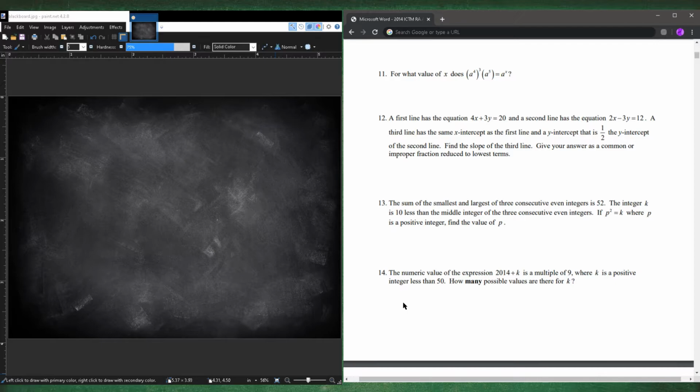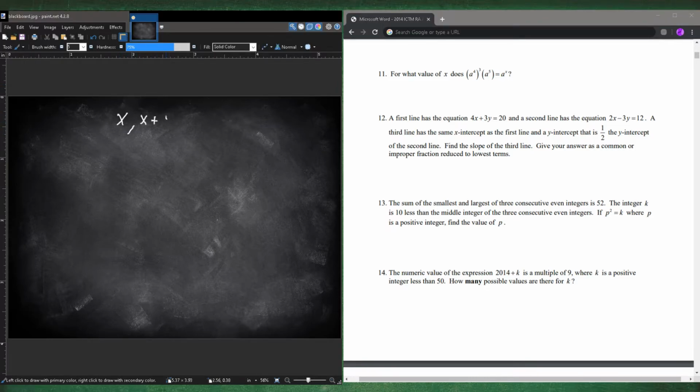Number 13, the sum of the smallest and largest of three consecutive even integers is 52. So let's say our three consecutive integers are x, x plus 2, and x plus 4. And the smallest plus the largest is 2x plus 4, which is equal to 52. That means our 2x is equal to 48. That means our x is equal to 24. Okay. So the integer k is 10 less than the middle number. So the middle number is 24 plus 2, which is 26. So 10 less than that is equal to k. So k is equal to 16.